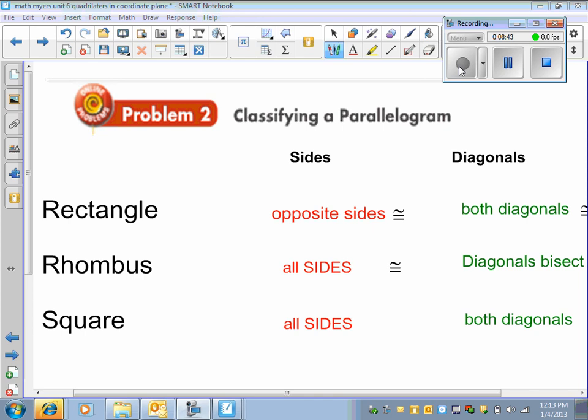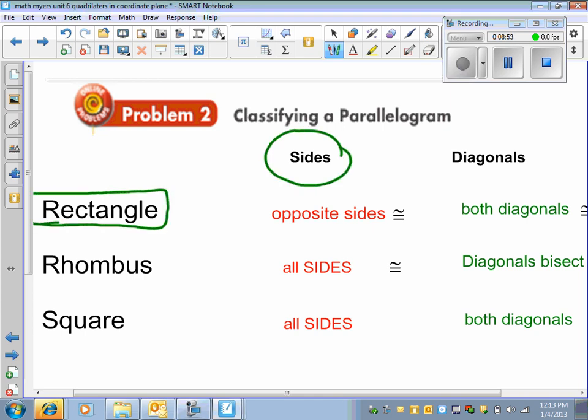Okay, this is just a little something to help us classify a parallelogram. We know there are other quadrilaterals, but let's just work with the parallelograms. Now, we're going to talk about sides. When we think about sides of a rectangle, only the opposite sides are congruent. So if you use the distance formula, you find out that one pair of sides is 5 and the other pair is a different number, then you may want to consider that the figure could be a rectangle.